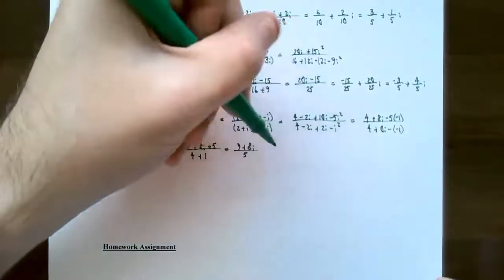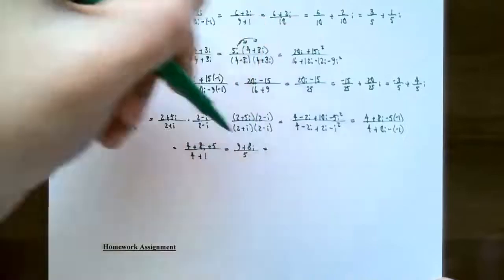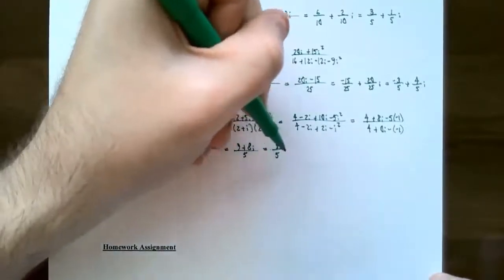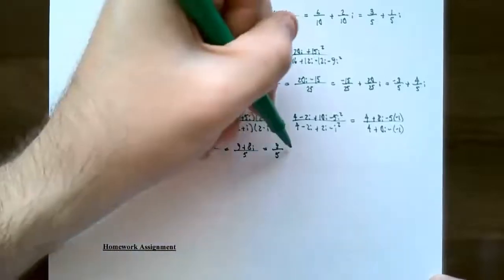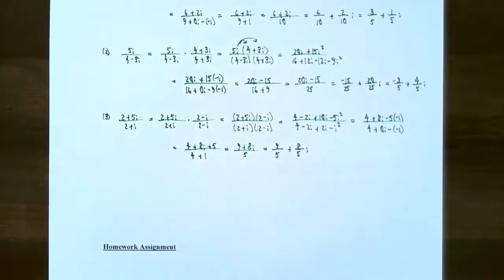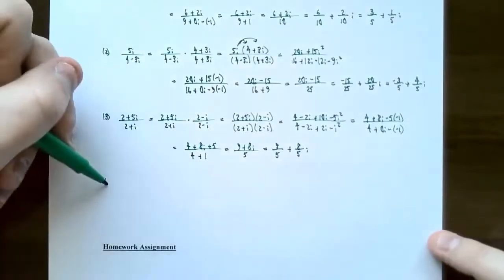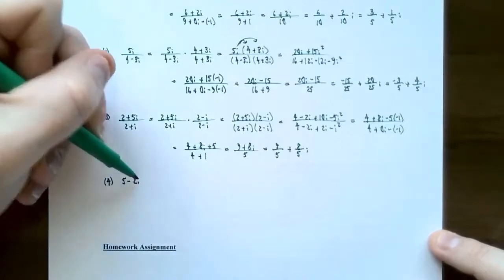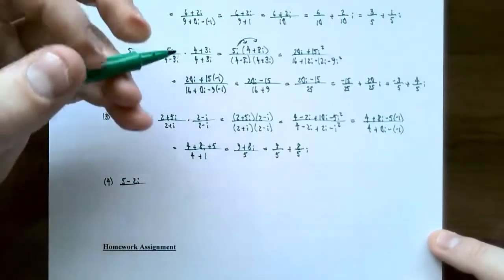So now rewrite this so that it's in standard form. You have 9 fifths is the real part, and the imaginary part is 8 fifths times i. All right, one more. So number 4, we're going to take 5 subtract 2i and divide by 4i.